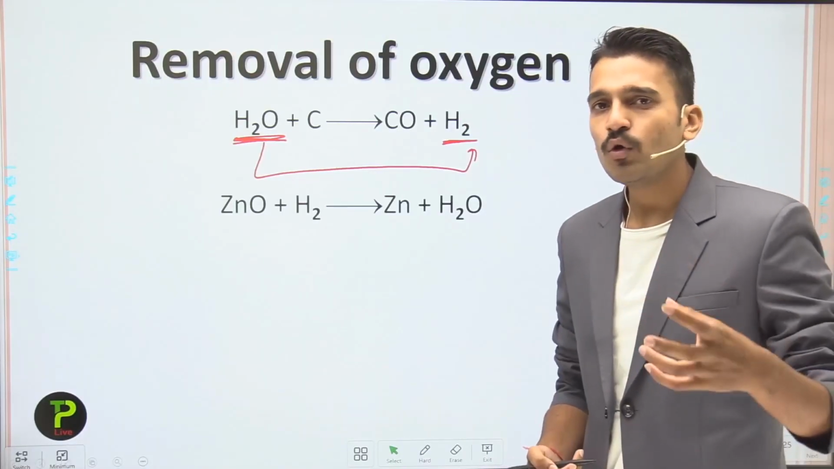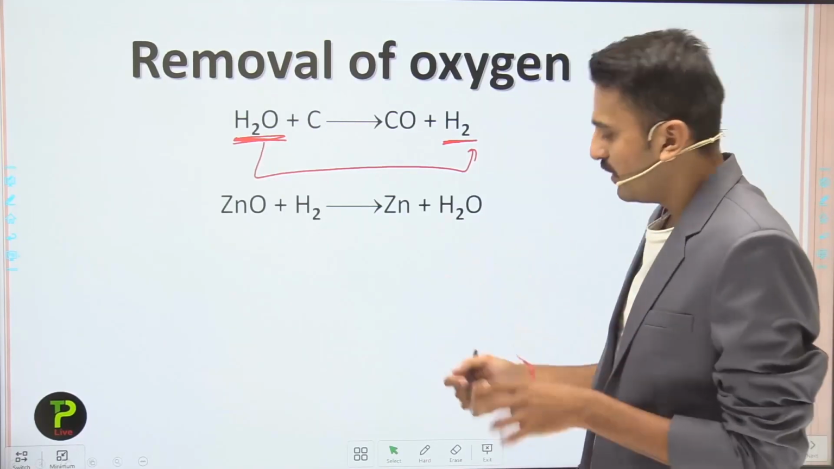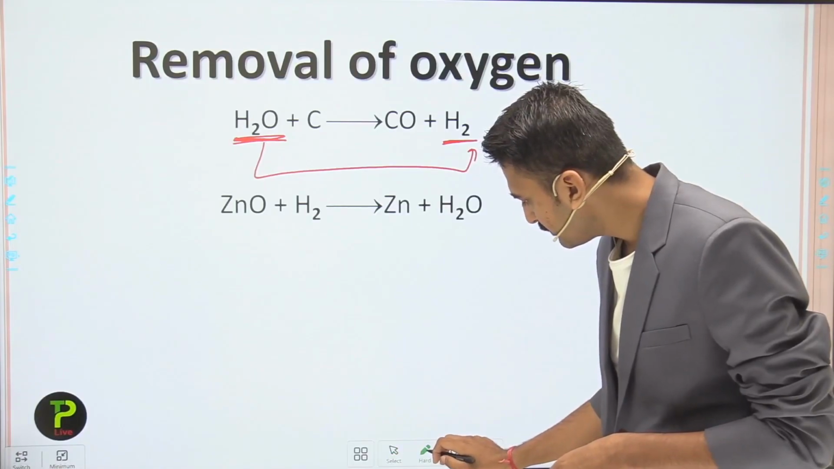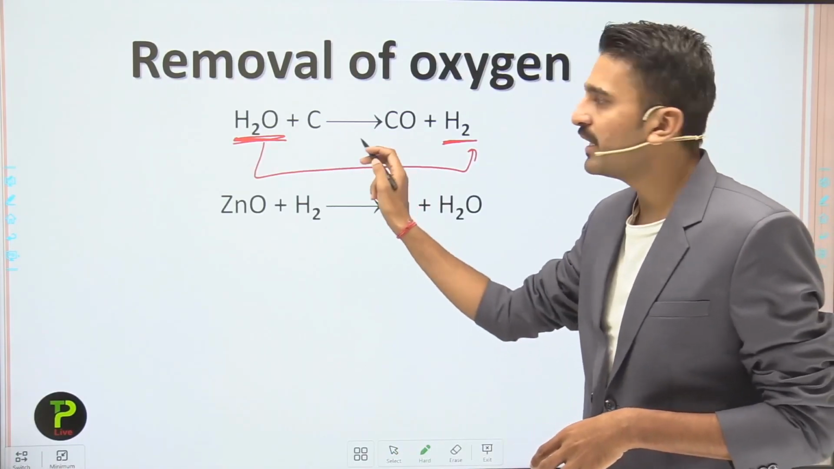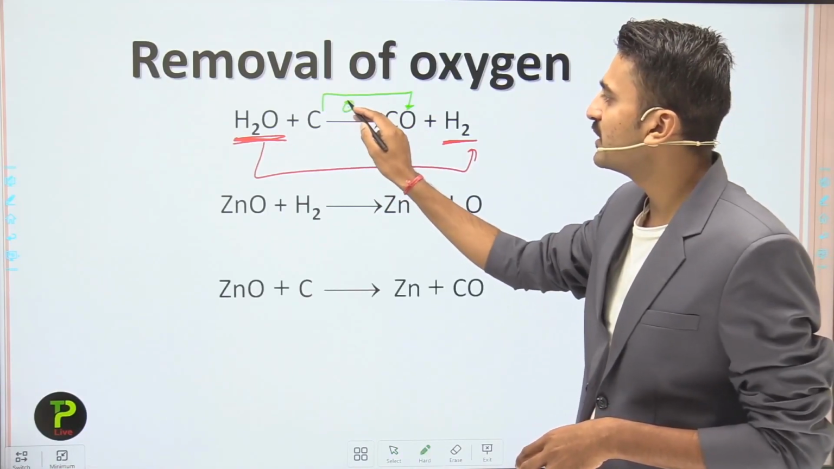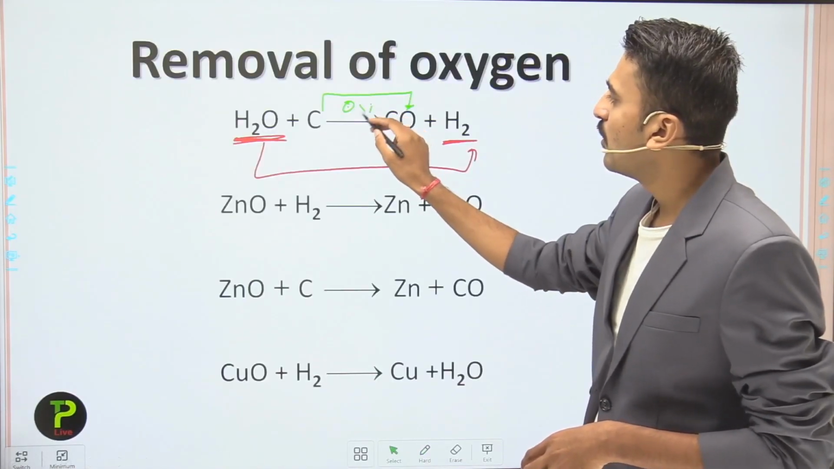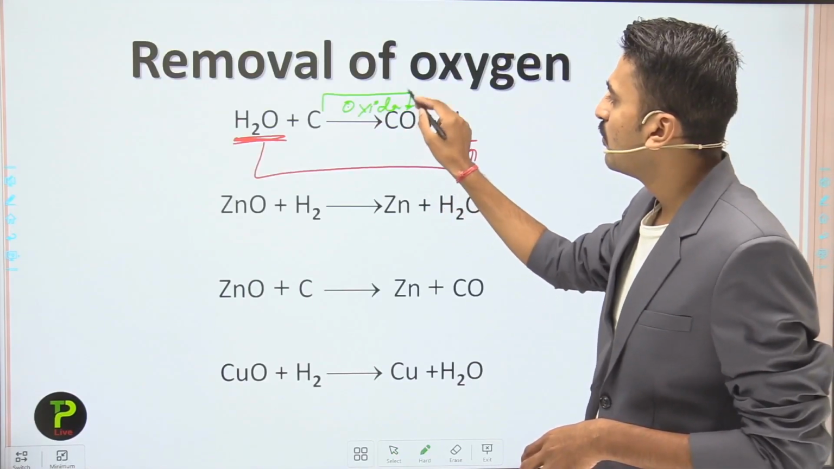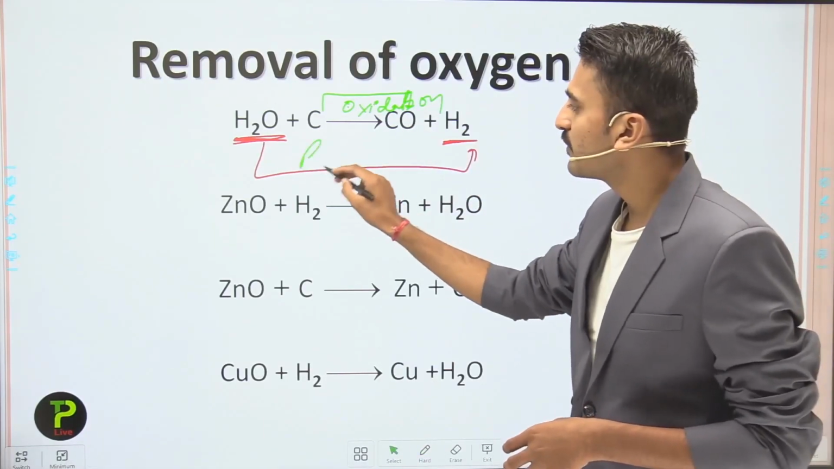Remember, I have told you that oxidation and reduction occur simultaneously. You can also see here that oxygen is being added to carbon. So for carbon, what is happening here? For the carbon here, oxidation is happening. For carbon there is oxidation, and for water there is reduction.